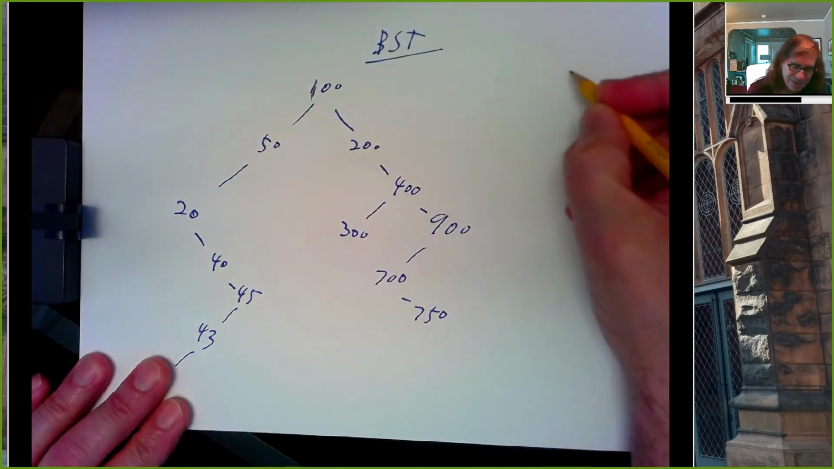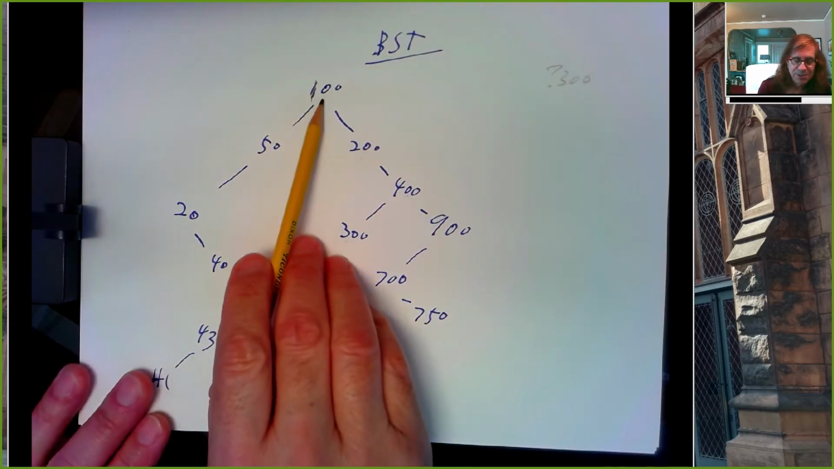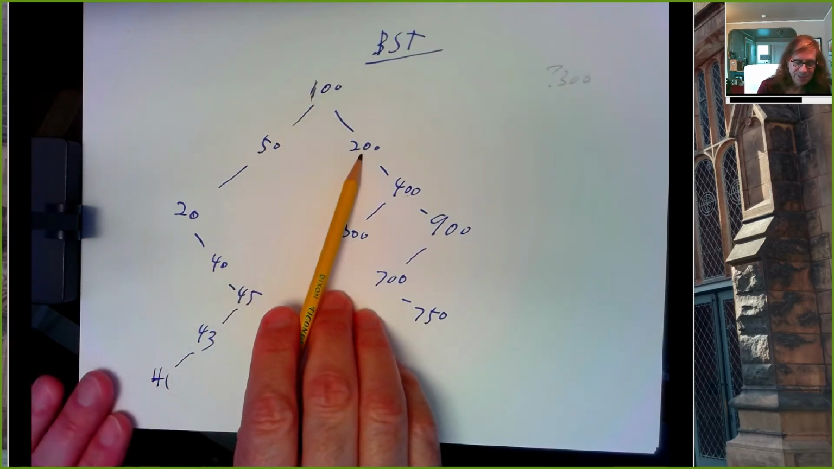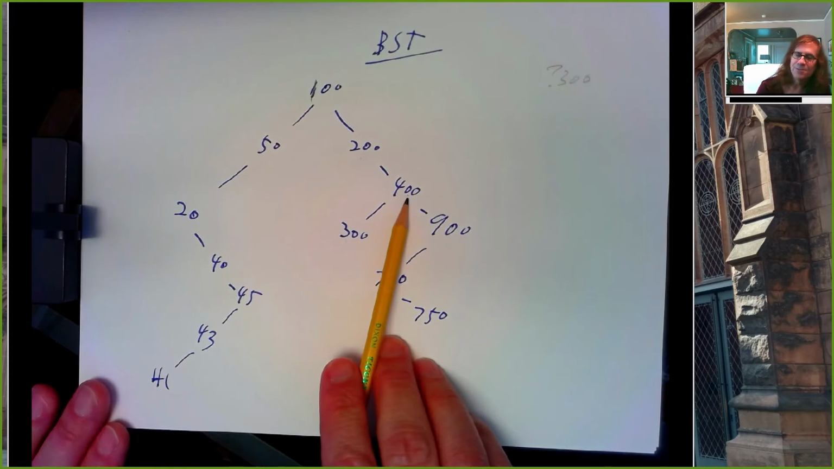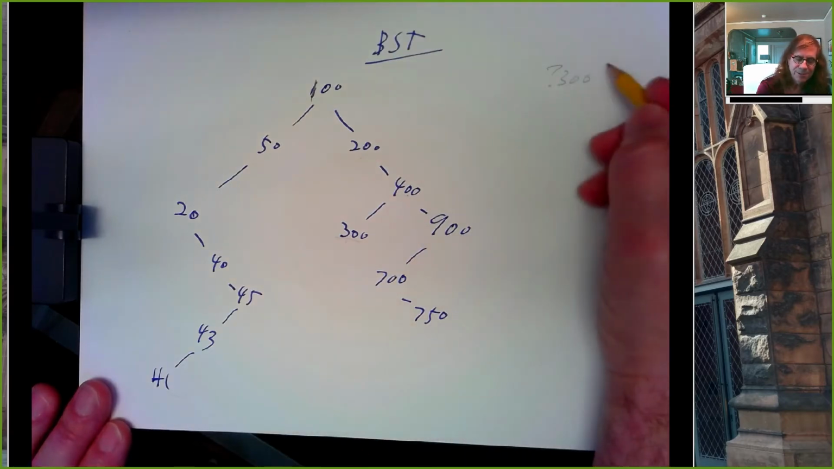So let's say you want to find the number 300. Our trick was compare it to the root. 300 is bigger, so it must be to the right. Compare it to the root. 300 is bigger than 200, so it must be to the right of this. Compare it to the root. 300 is smaller than the root, so it must be to the left. Compare it to the root. Hey, there's our number. 300's in the tree.